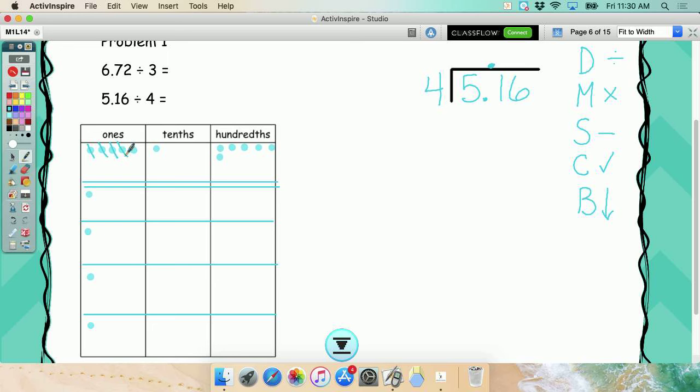So remember, we're going back and forth. So now I'm going to the standard algorithm. How many did I just put in each group? 1. 1 times 4 is? 4. 5 minus 4 is 1, less than my divisor. So bring down the next number.